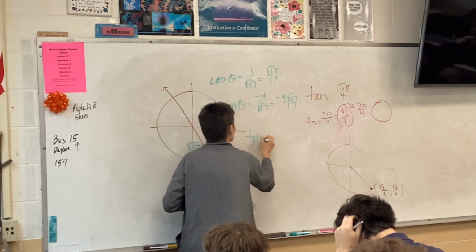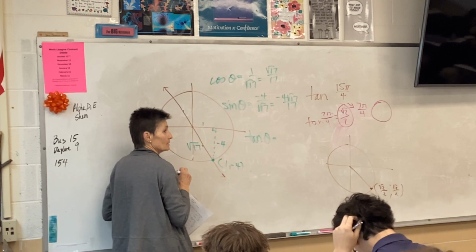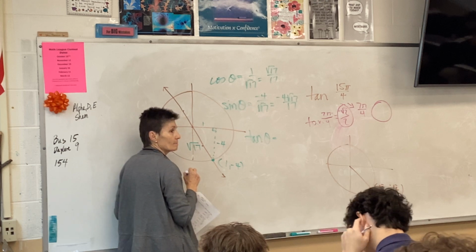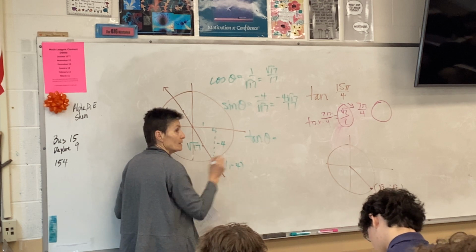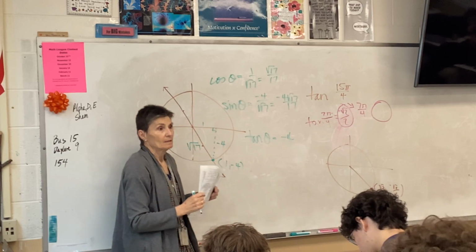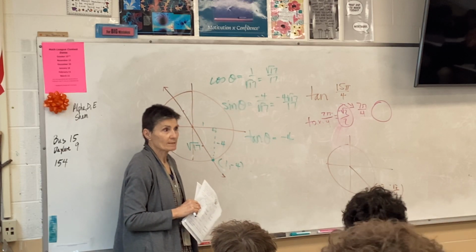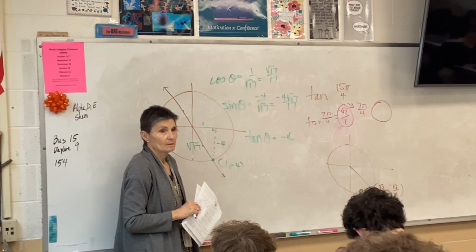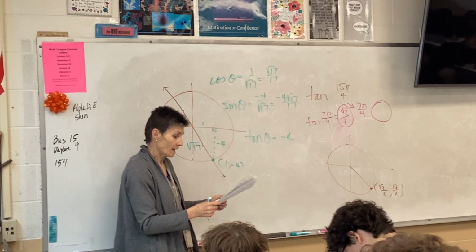And I need tangent. What's the tangent? Which is the slope of the line. Because, is it slope y over x? So tangent and slope are tied together.